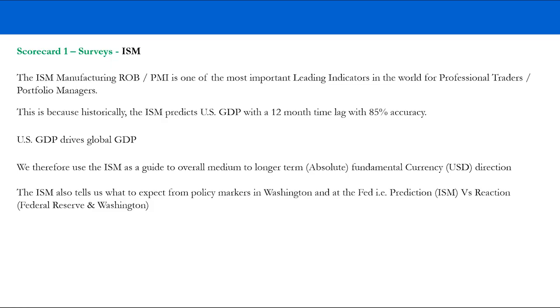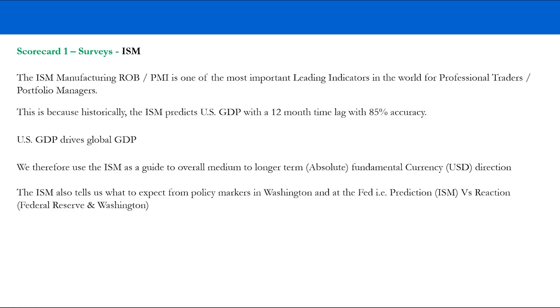And the great thing about the ISM is that because of the accuracy in predicting US GDP, it also has a very good indication of whether global GDP is set to grow or contract, because the United States is the world's largest economy. So what we do is we use the ISM as a guide to the overall medium to long term absolute fundamental currency direction for the US dollar.